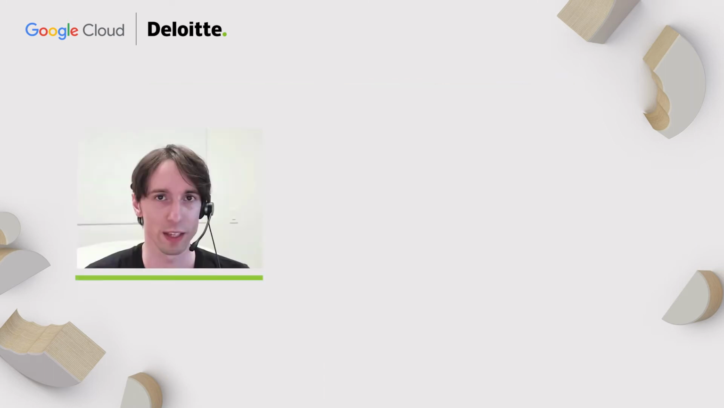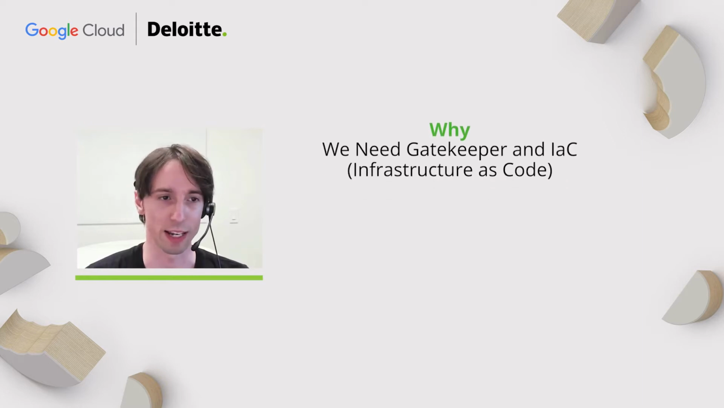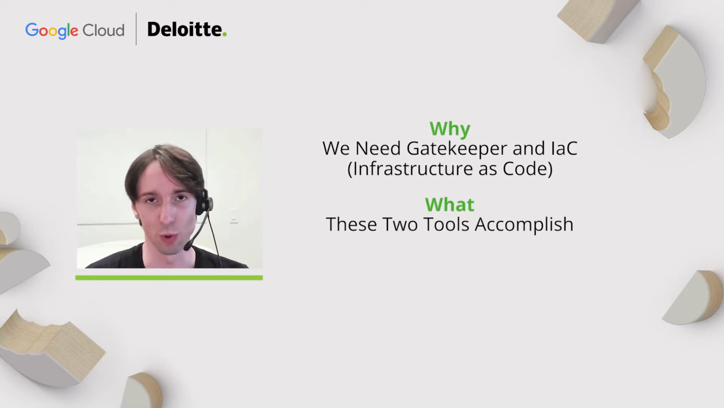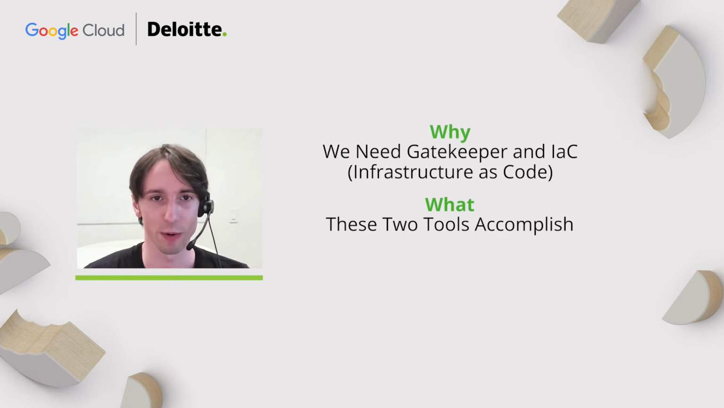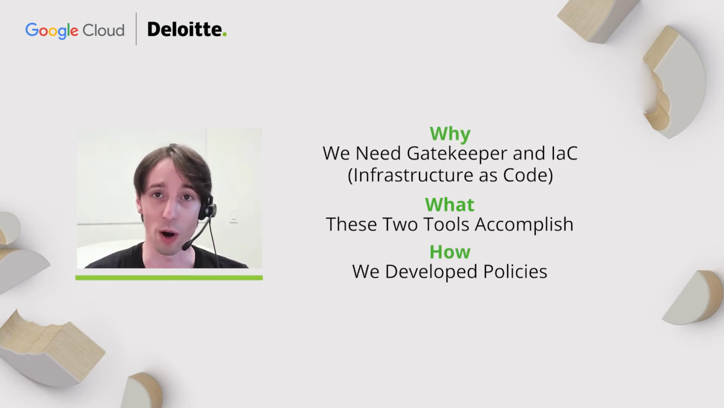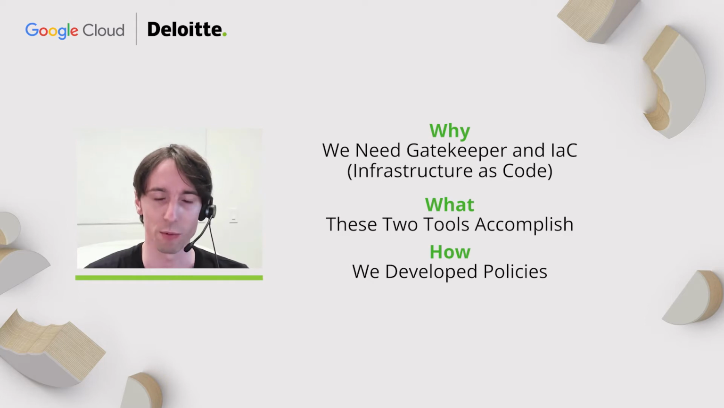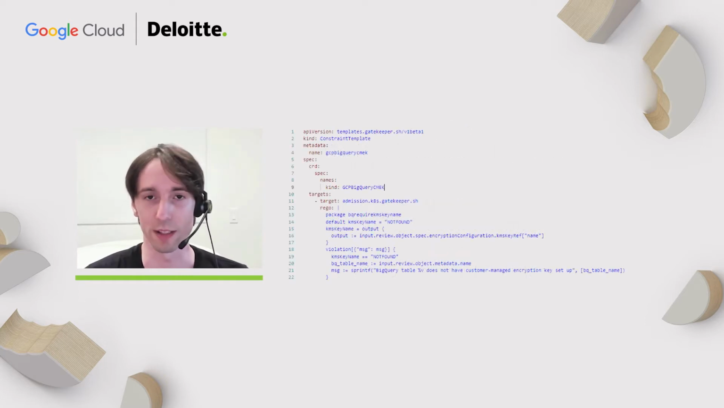in your own endeavors. Today, we'll be talking to you about why we need Gatekeeper and IAC, what these two tools accomplish together. We'll also cover how we've developed policies for these tools, and we'll show you our integration journey and some of the additional challenges that we faced when trying to implement this approach. As many of you know, infrastructure as code is a way of deploying resources through code instead of pressing buttons on a UI. And Gatekeeper is a policy engine that can look at your code and evaluate it for misconfigurations.